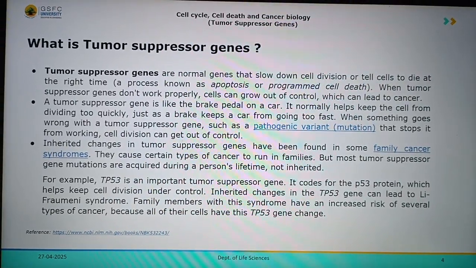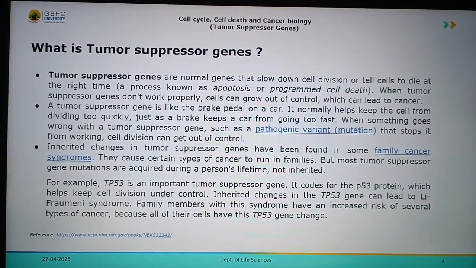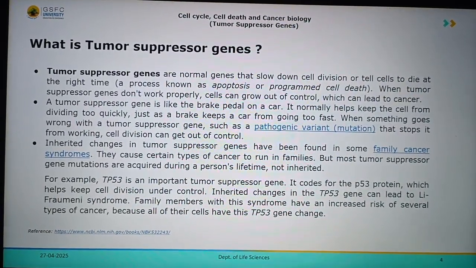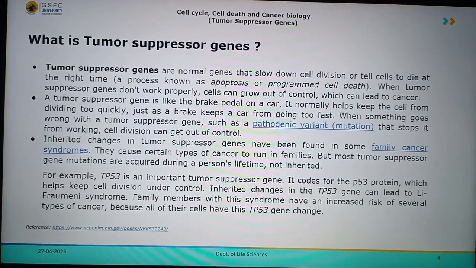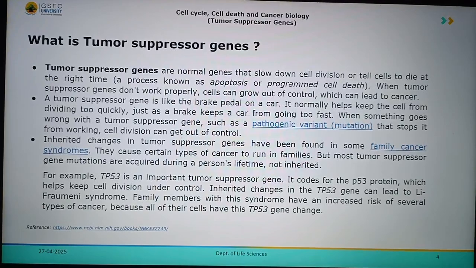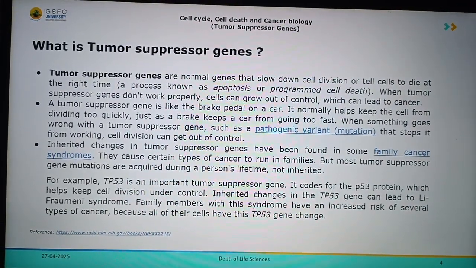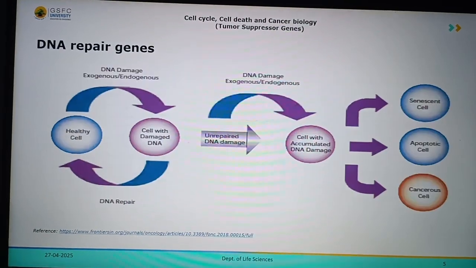Inherited changes in the TP53 gene can lead to Li-Fraumeni syndrome. Family members with this syndrome have an increased risk of several types of cancer because all of their cells have this TP53 gene change.